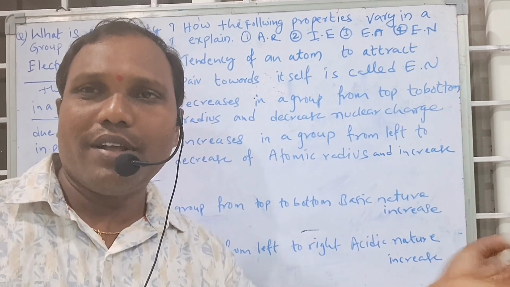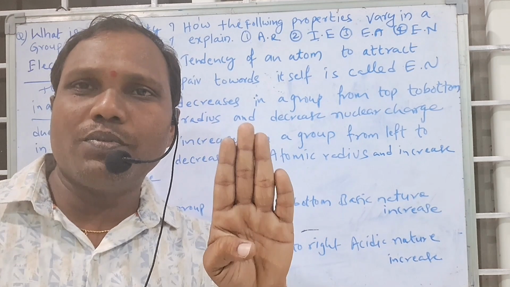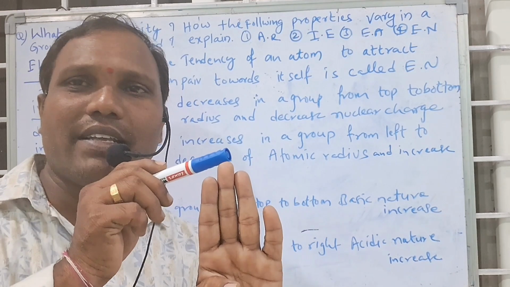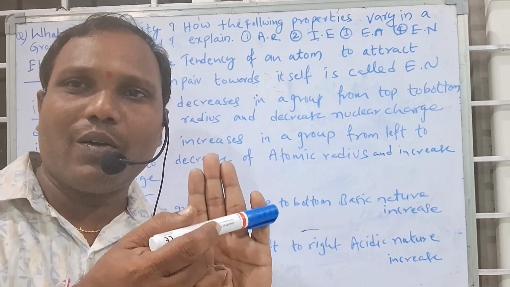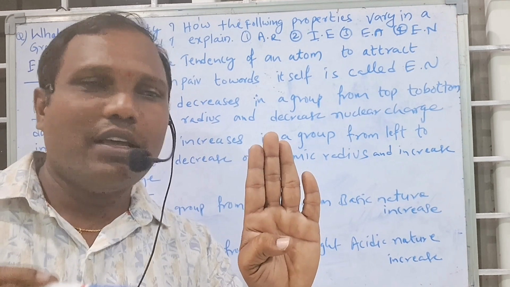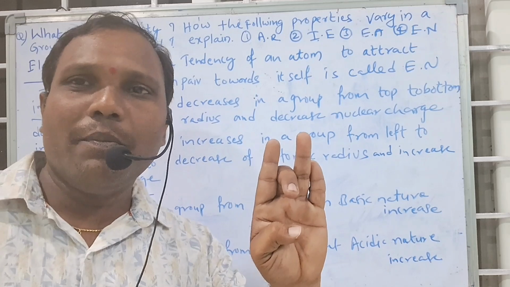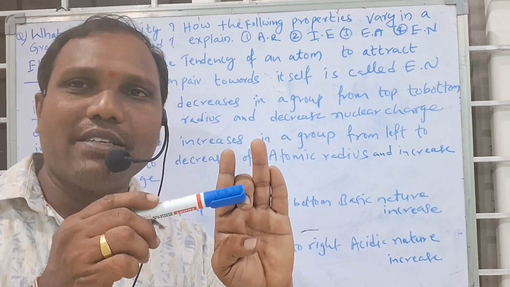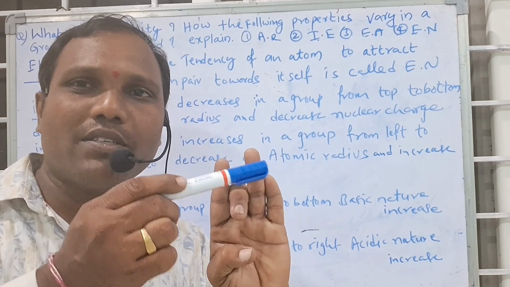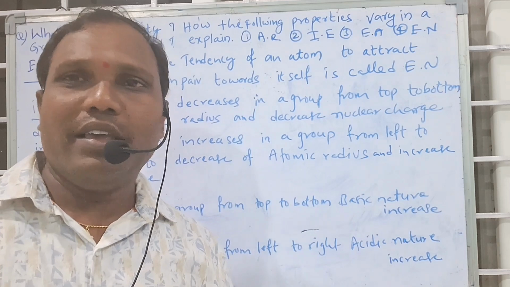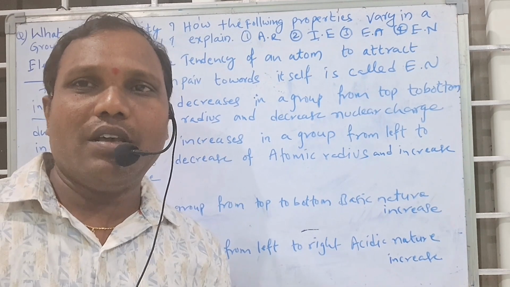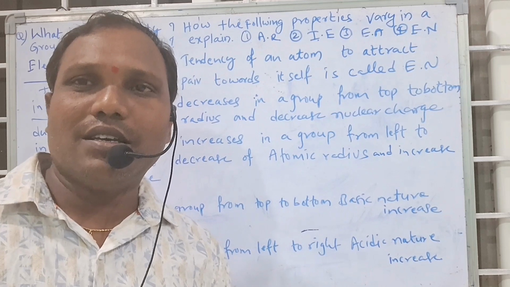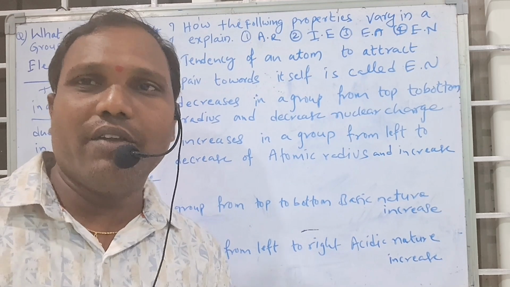Look here, very simple. In groups, only atomic radius increases; the remaining properties, ionization energy, electron affinity and electronegativity, decrease. In periods it is vice versa: atomic radius decreases, and the remaining three properties increase. If electropositivity comes in the examination, the answer is quite opposite to electronegativity.